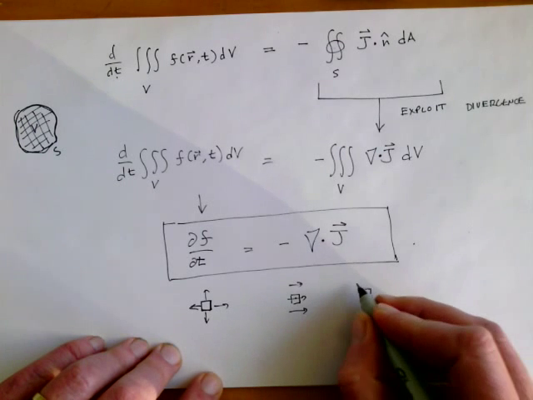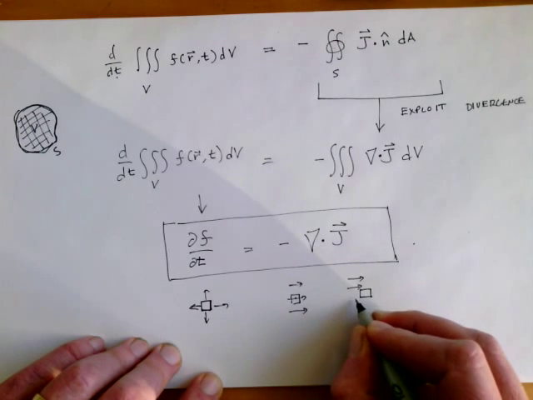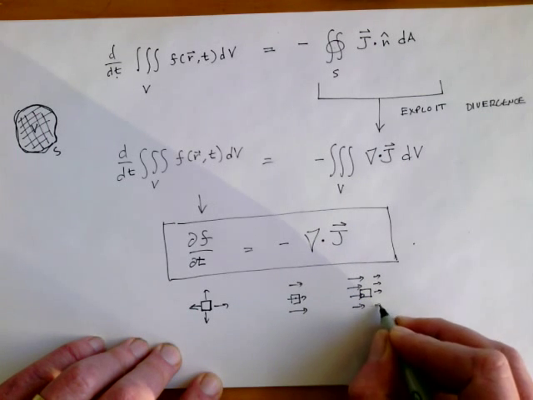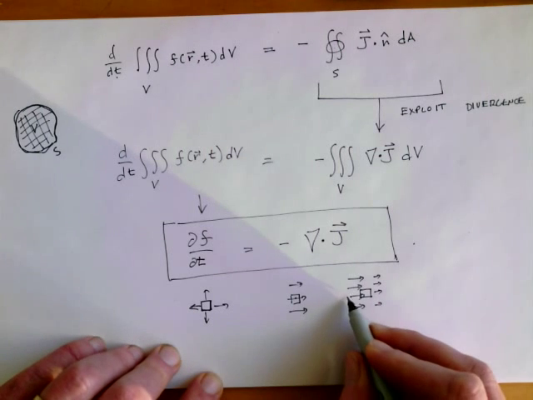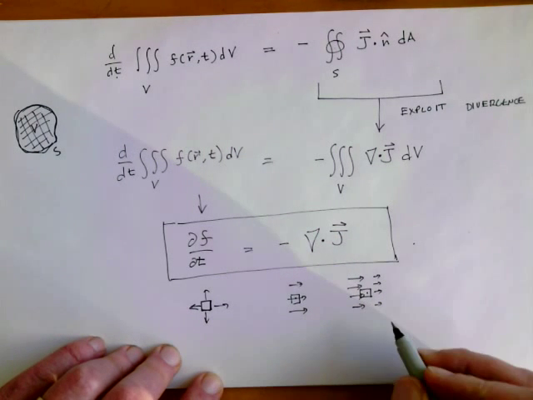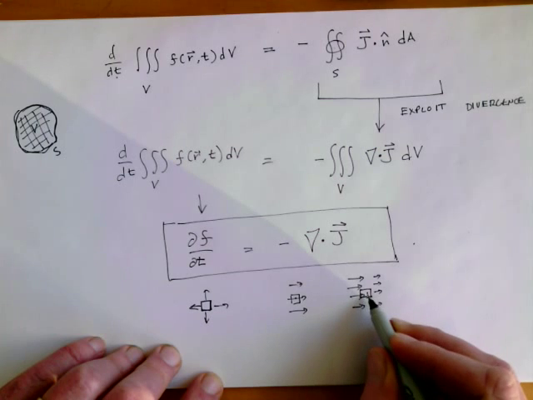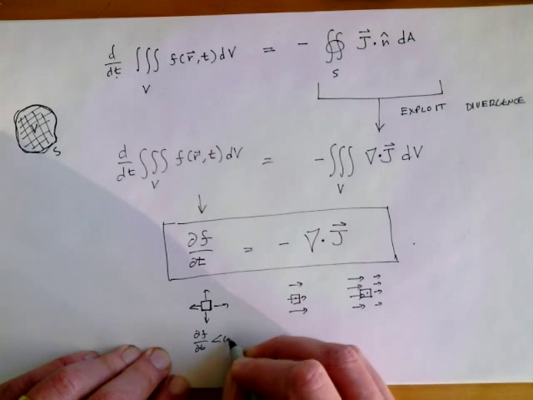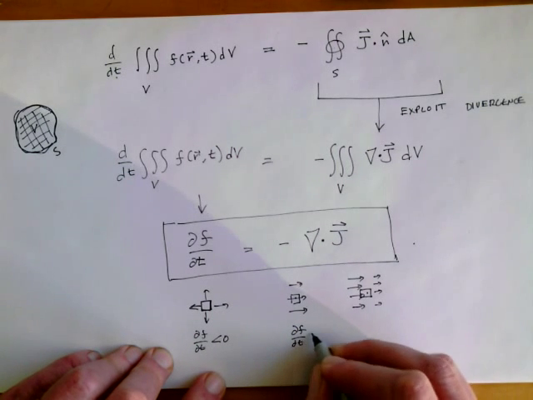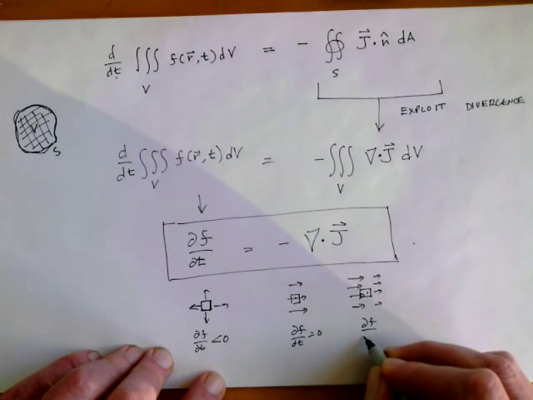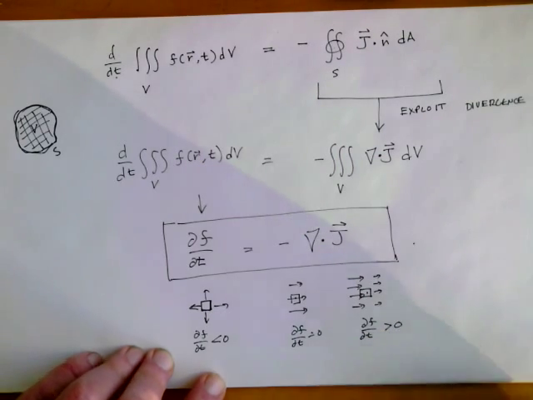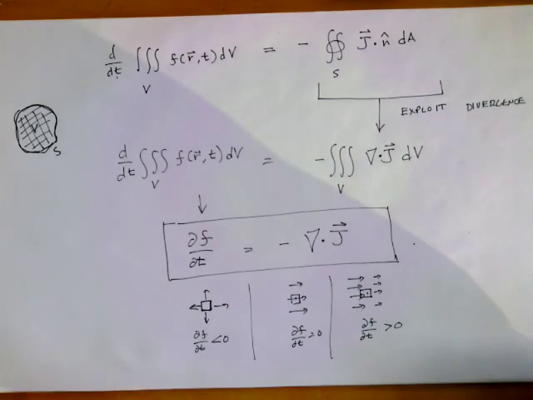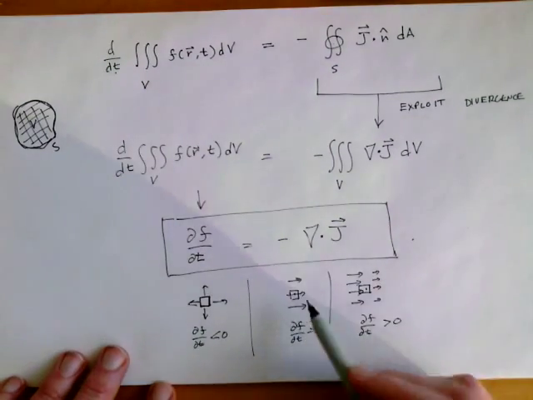And if I think, on the other hand, about a case where I've got a negative divergence, so here's a vector field that has a negative divergence, you can see that I've got more stuff coming in than going out. So the time rate of change of the stuff inside the box should be increasing. So in this case, the partial of f with respect to time is less than 0, the partial of f with respect to time is equal to 0, and the partial of f with respect to time is greater than 0 in this last case. Okay?